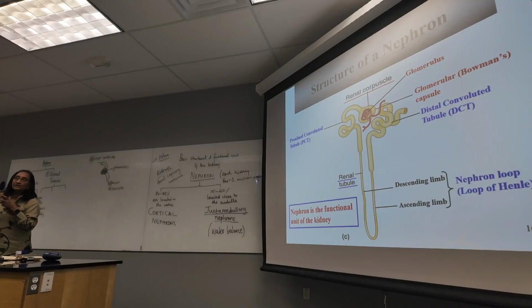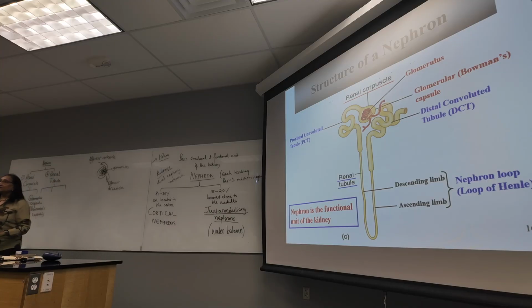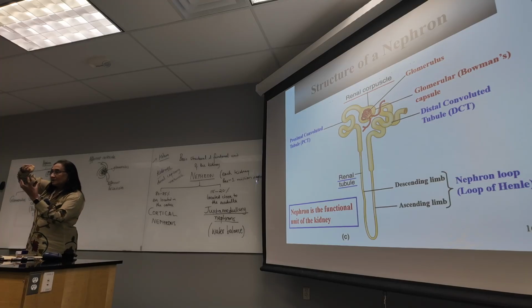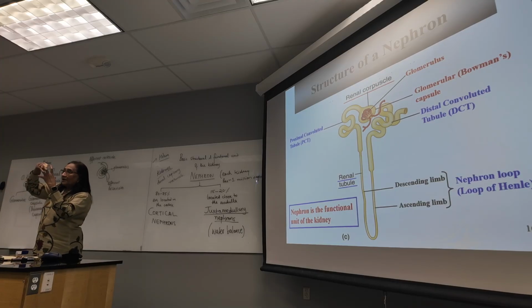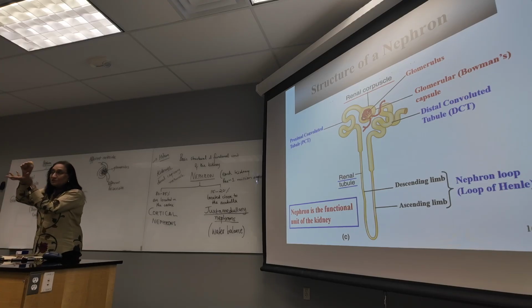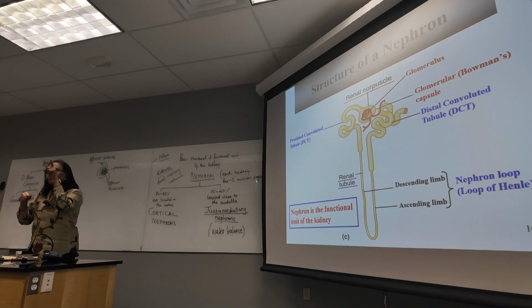And where is this capillary sitting? It is sitting inside a double-walled cup like that. So if these are the capillaries, like if you have a punching bag and then you punch into that bag, the bag is going to cover your fist. That is exactly how the glomerulus and the glomerular capsule is. So the capillaries are your fist, and that punching bag that covers will be your capsule. So it's a double-walled capsule.